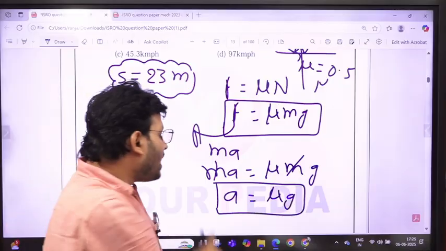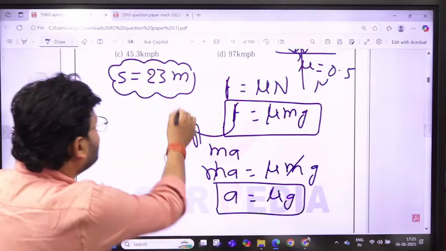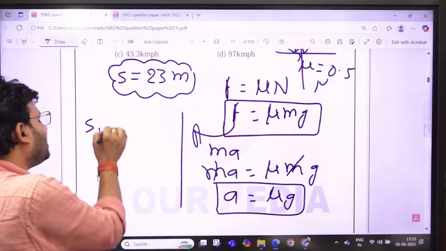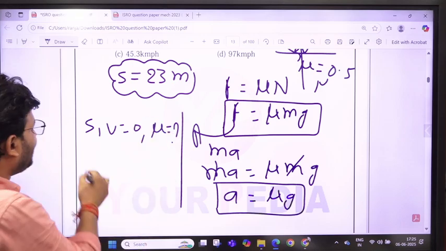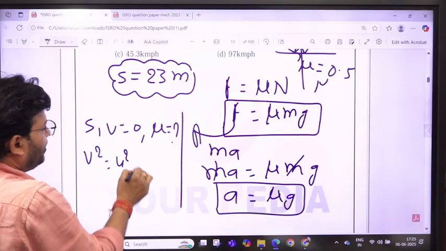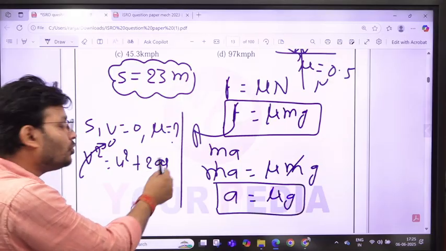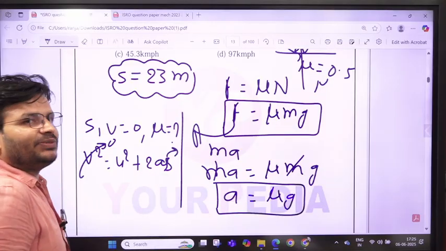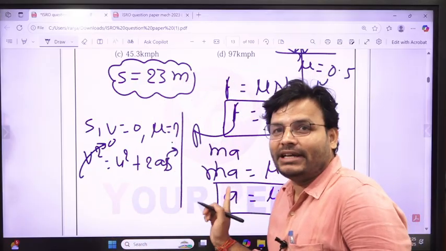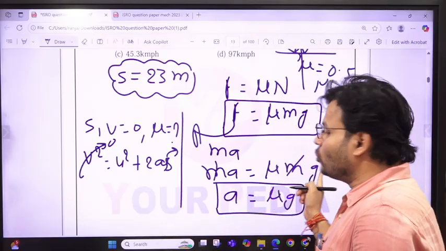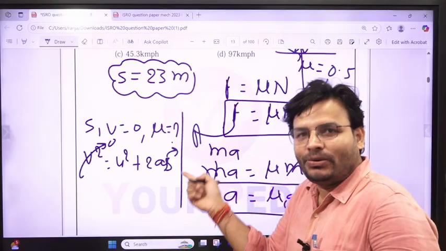Now why am I going to calculate a? In the question, s is known, the final velocity is known, and you have to calculate the initial velocity. So I can write v square equals u square plus 2as. The final velocity is 0. If I get a, and the displacement is given, I can calculate u. And how can I calculate a? F is equal to mu mg, and that force is only applicable here to retard the motion. So F equals ma, from Newton's second law.